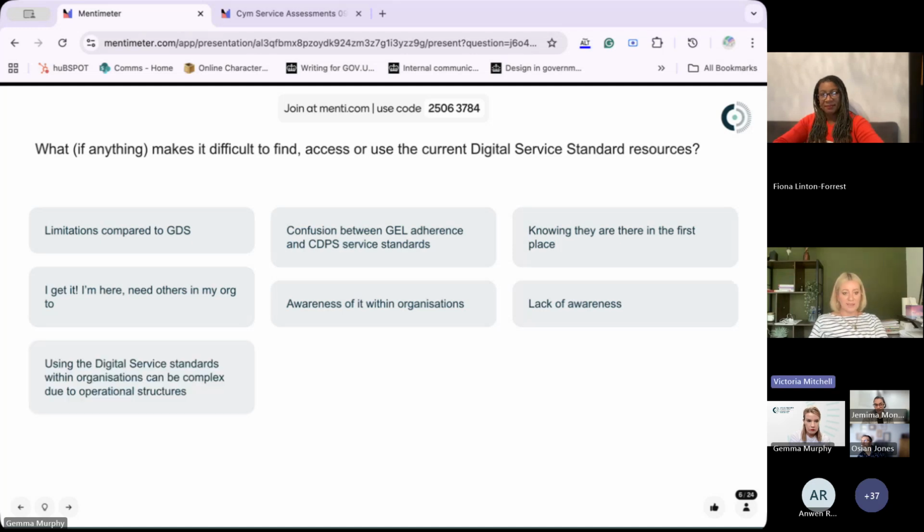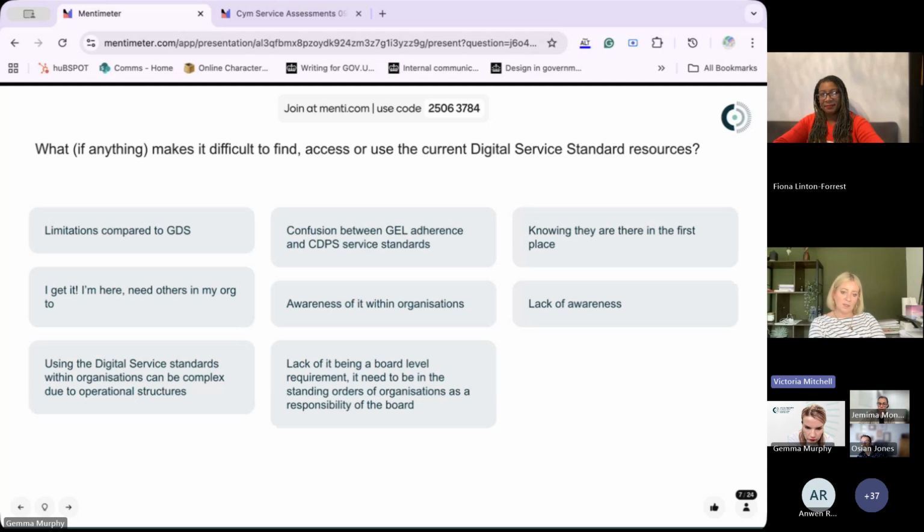Okay, thank you, everybody. I've got one more. Complex duty operational structures. Yeah, very much so. And we heard that definitely in our research. There are so many different factors to take into account, aren't there? And that's definitely one of them.